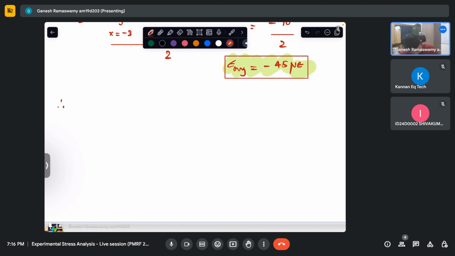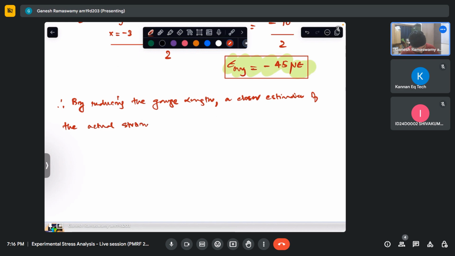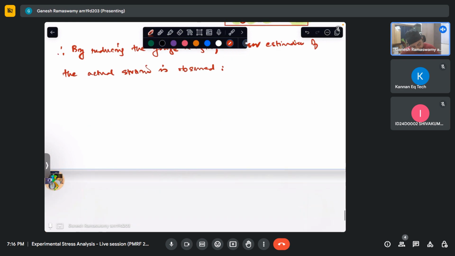So therefore, by reducing the gauge length, a closer estimate of the peak strain or the actual strain is observed. And we can also quantify how close it is. So we can just take the error.